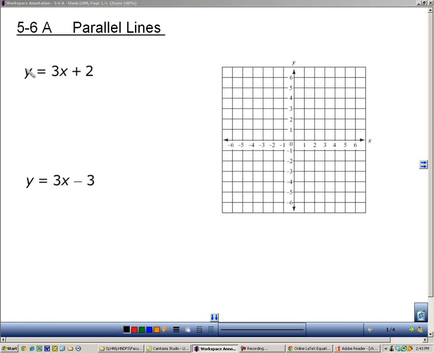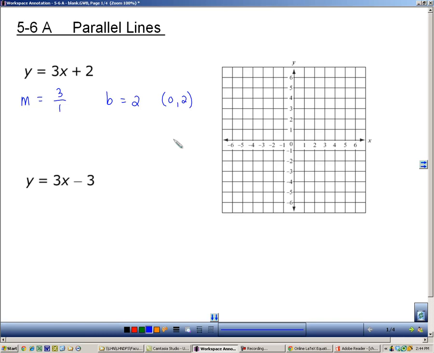Section 5.6a is about parallel lines. We'll start by demonstrating what parallel lines are and then some things that we can do with them. Our first equation, y equals 3x plus 2, you can see that the slope is 3. I'm going to write that as 3 over 1 because we need to use the rise over run idea. And the y-intercept is 2, also known as the point (0, 2).